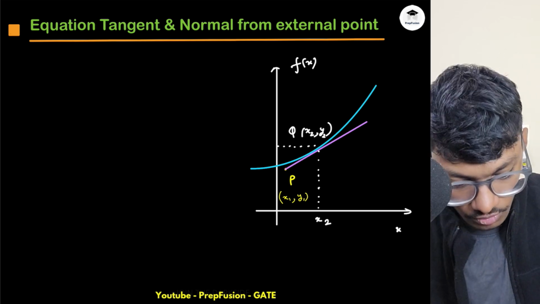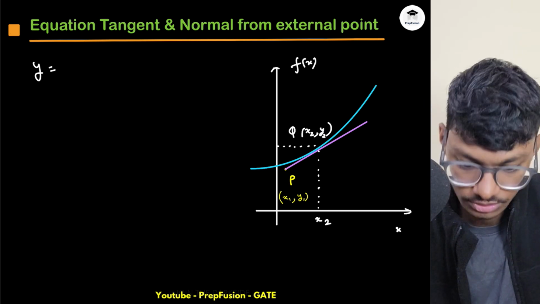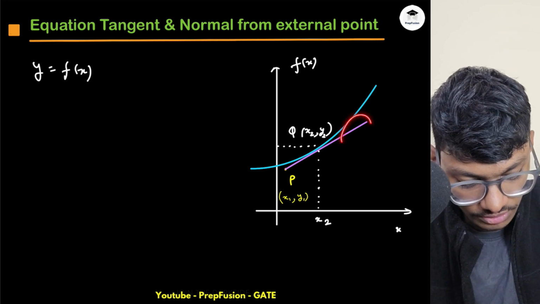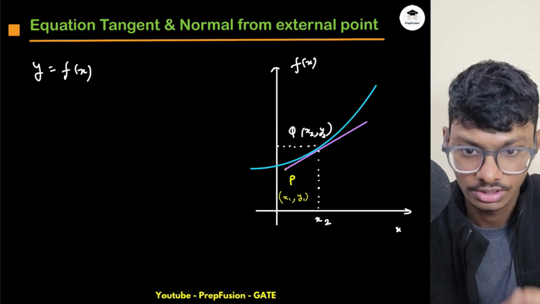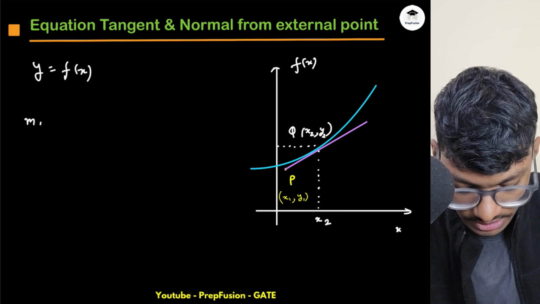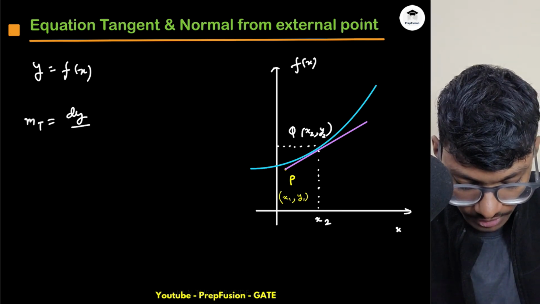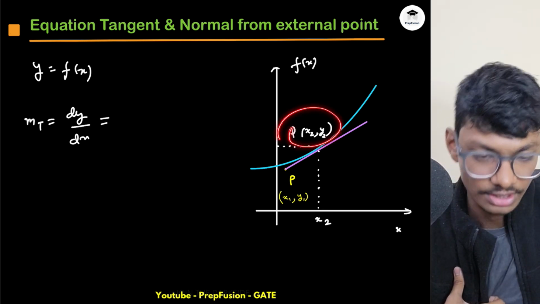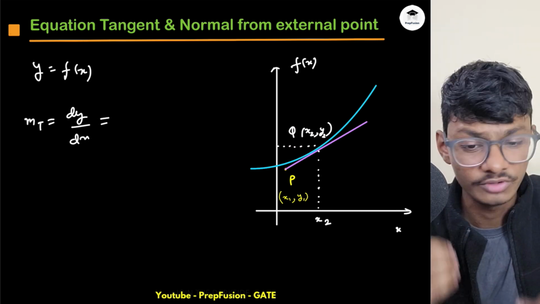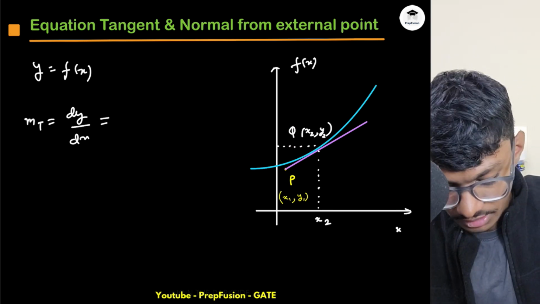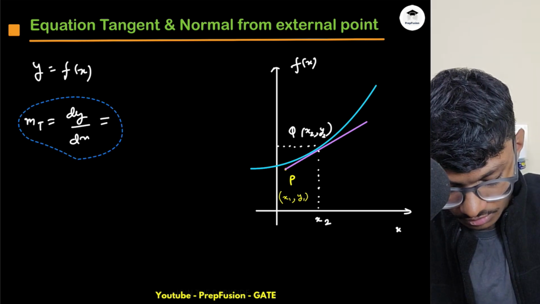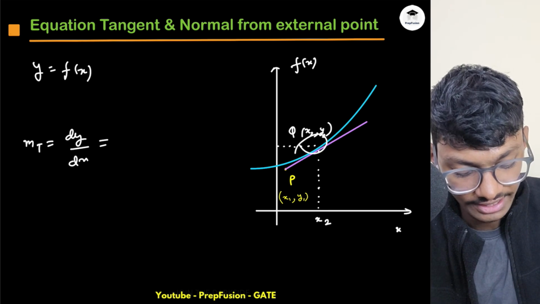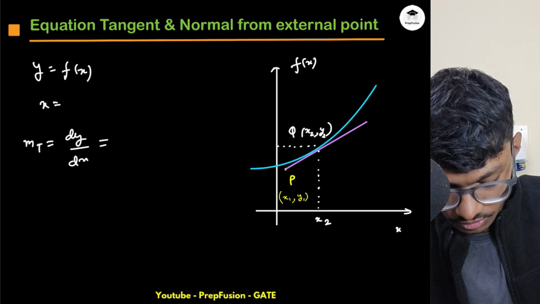So my y is equal to f of x, that we know, and they told you that we have a tangent. So what will be the slope of the tangent? Mt will be equal to dy upon dx, and we know that the tangent will pass through this point Q, but we don't know where, so what we'll do, we'll assume that the tangent passes through this curve at x equals alpha.